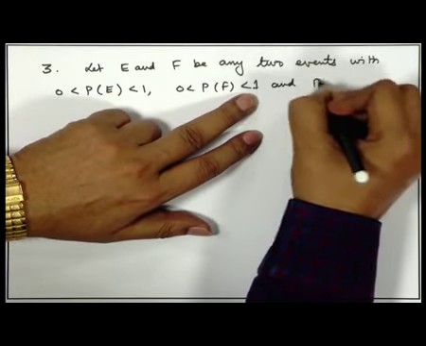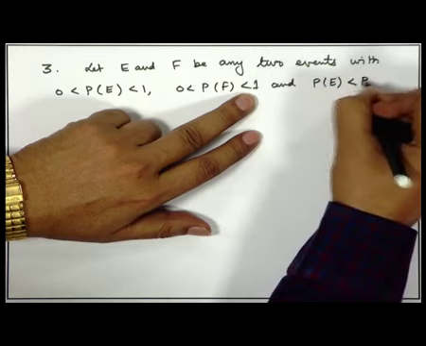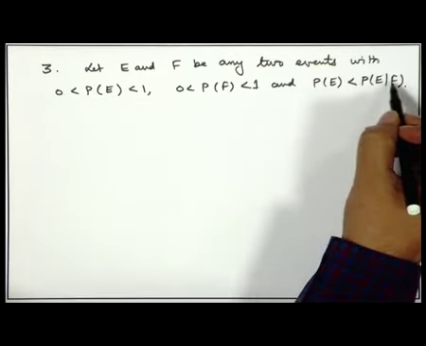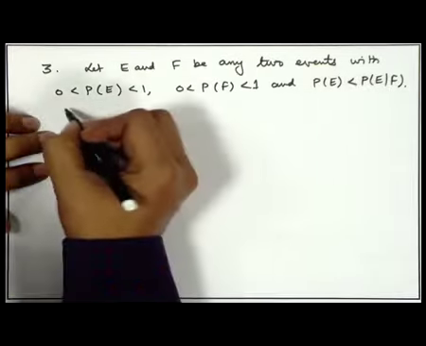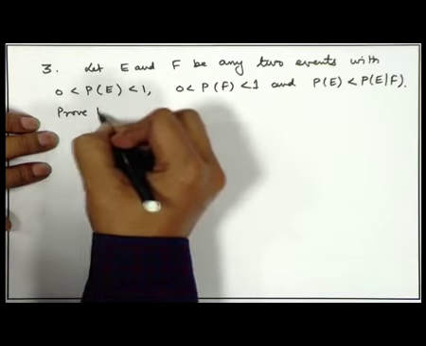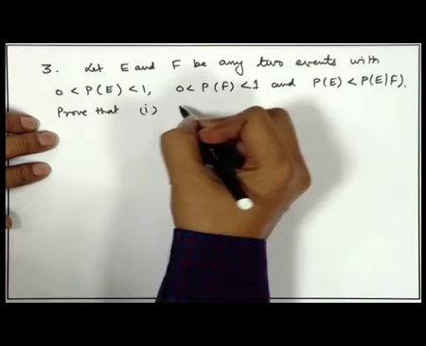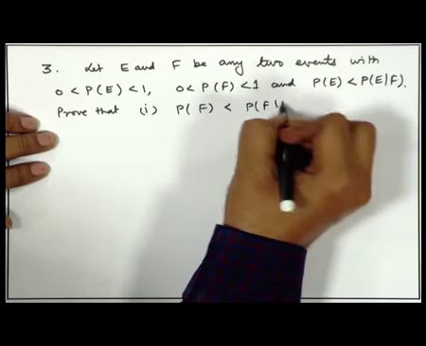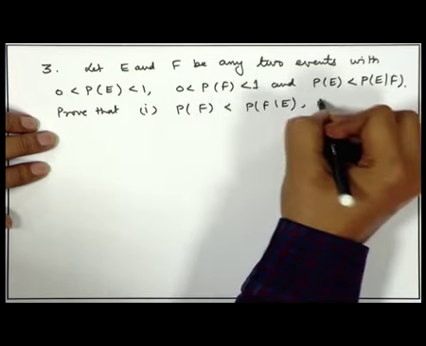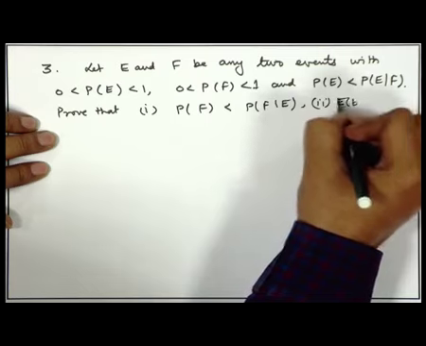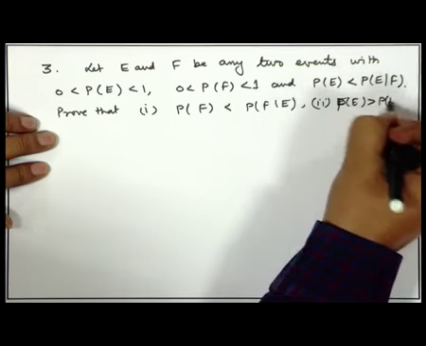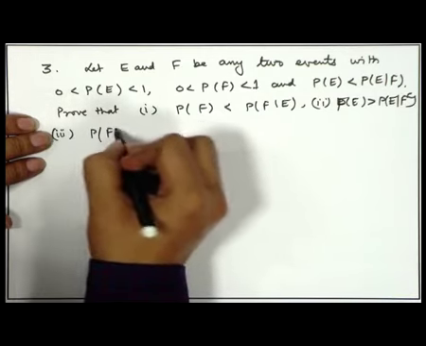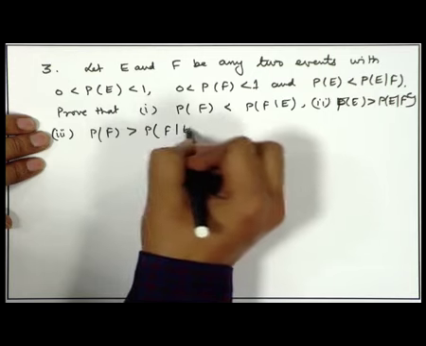And also it is given that probability of E is less than probability of E given F. That is, the conditional probability of E given F is more than probability of E. And under these conditions, we want to prove certain statements. Probability of F is less than probability of F given E. Probability of E is greater than probability of E given F complement. Probability of F is greater than probability of F given E complement.